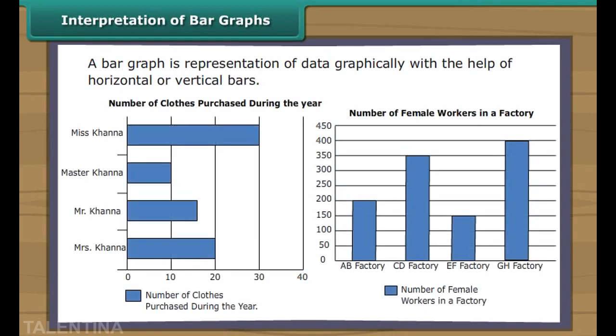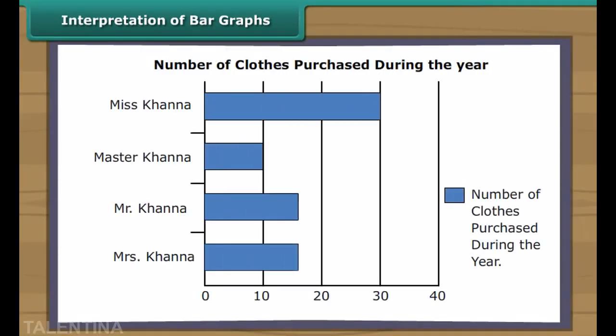Interpretation of bar graphs. A bar graph is representation of data graphically with the help of horizontal or vertical bars. Bar graphs are easier to draw than pictographs. Let us understand bar graphs by interpreting them first. Look at this bar graph. It is a horizontal bar graph.